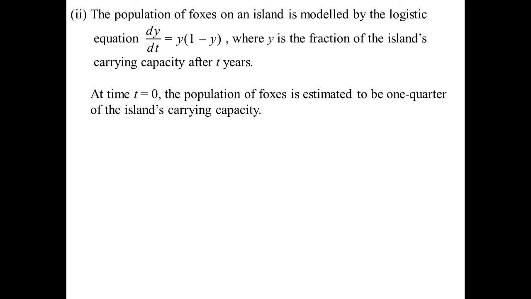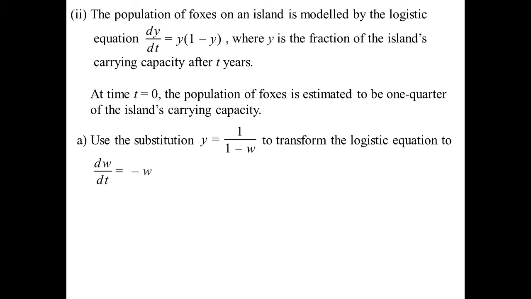Now, population of foxes on an island, y(1 minus y), where y is a fraction of the island's carrying capacity. Part A, here's a different way of doing the same question. Use the substitution and you end up coming up with a simpler derivative. We're going to use the substitution y equals 1 on 1 minus w. Our equation will simply become dw/dt is minus w. And in fact, that's just our basic growth and decay, so that will make it a much simpler problem, I guess.